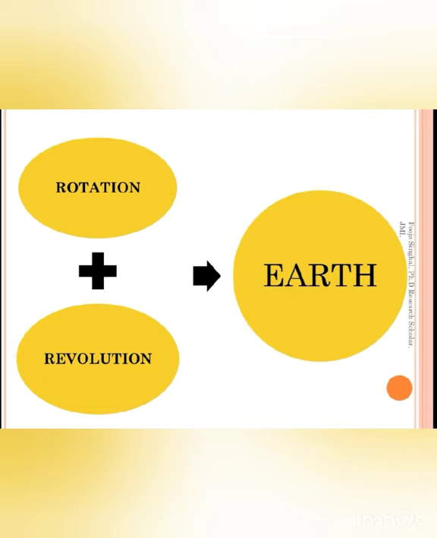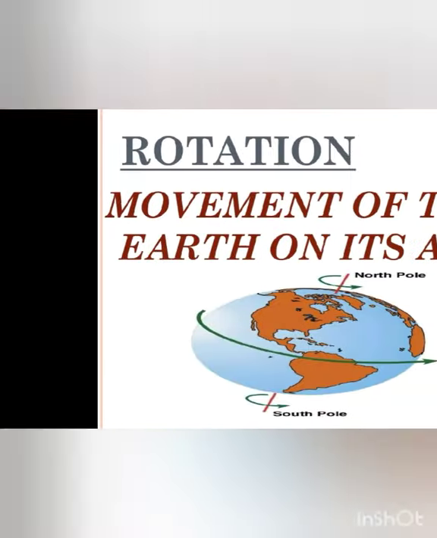And the most important thing is about the axis, that is an imaginary line joining the north pole and south pole through the center of the earth, and the axis makes an angle of 23 and a half degrees with the perpendicular to the plane of the earth's orbit, or in other words you can say that the earth's axis makes an angle of 66 and a half degrees with the orbital plane.